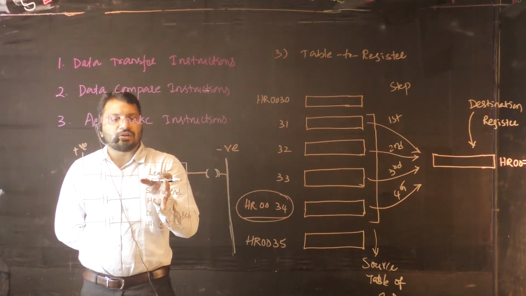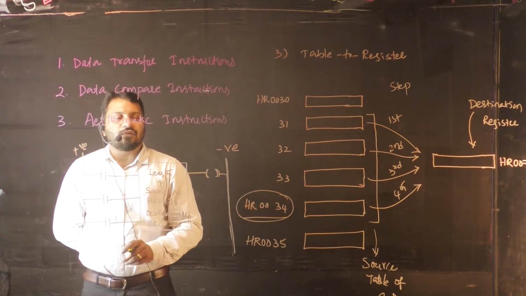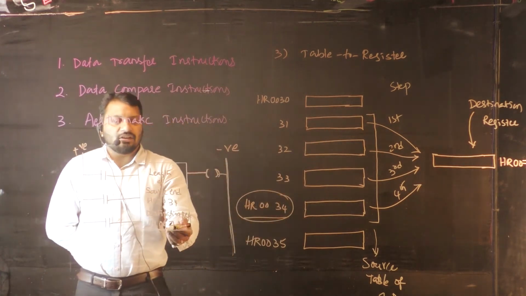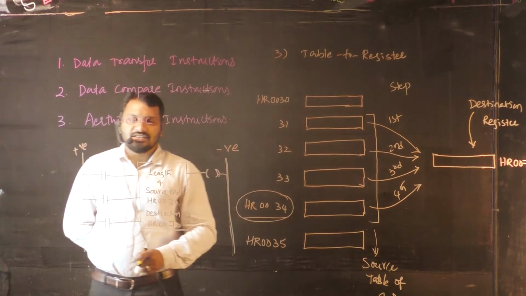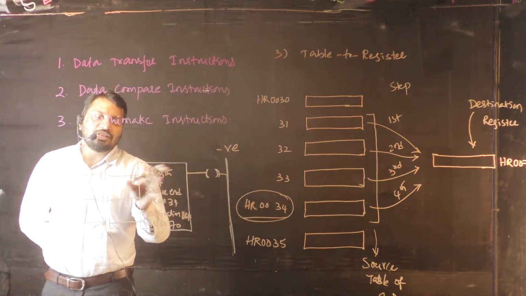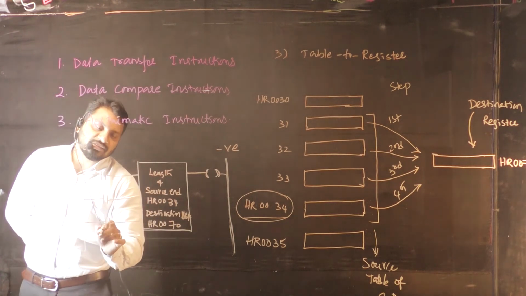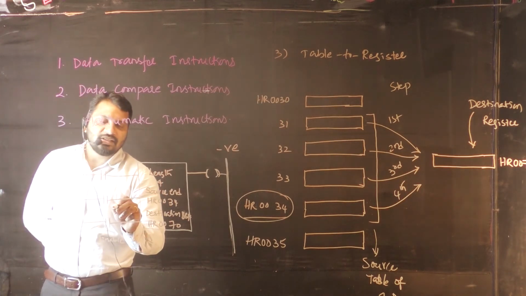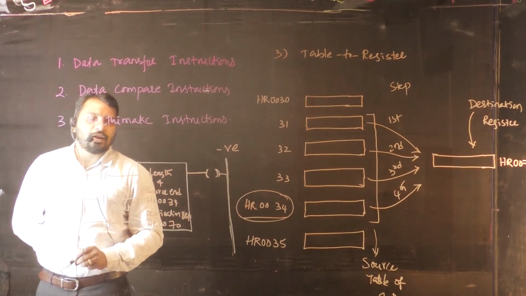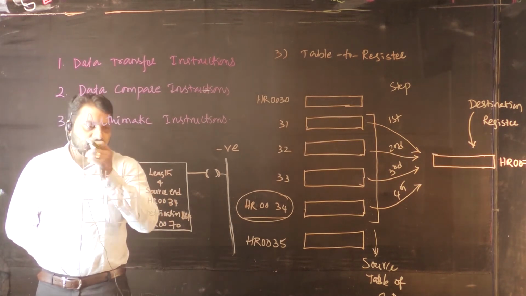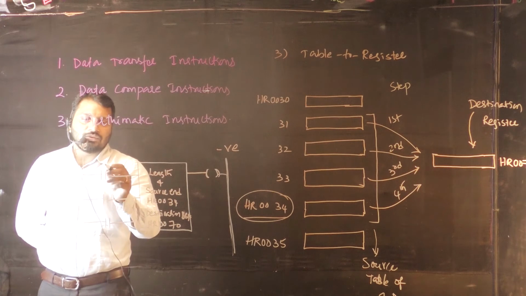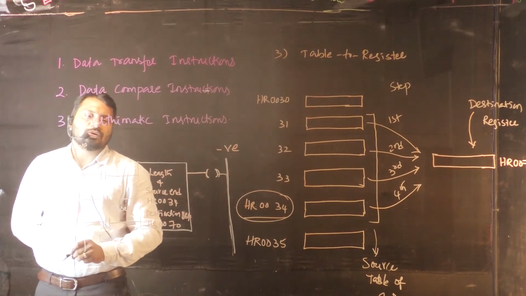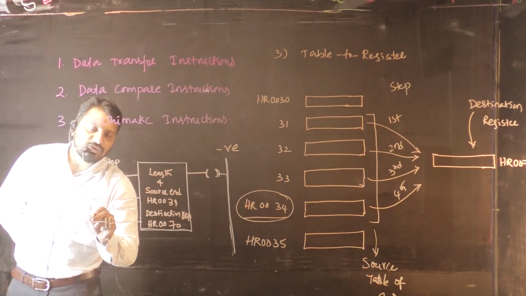So three components are there in this particular box. One is the length of the table, the second one is the source end register in this particular table, right? And the third one is the destination register. What is the destination register, right? For this particular block, 3 input contacts are there. The first one is the enable contact, right? The second one is the reset contact, right? And this one is the step input, right?